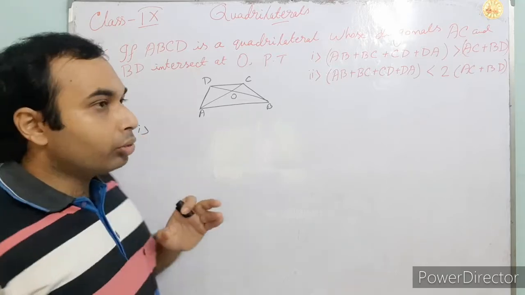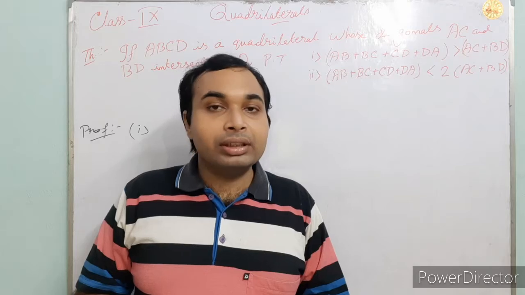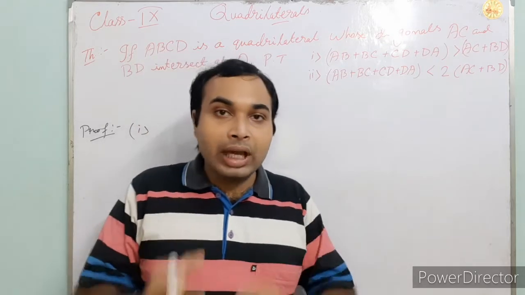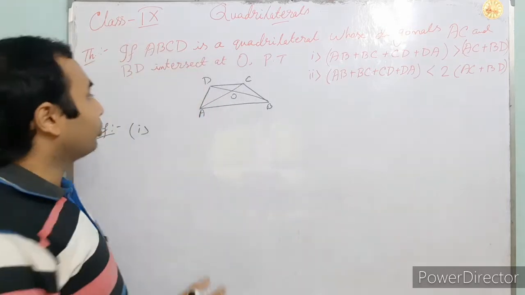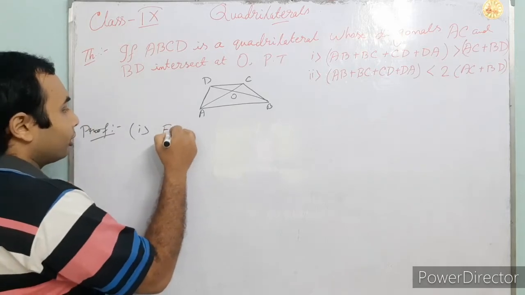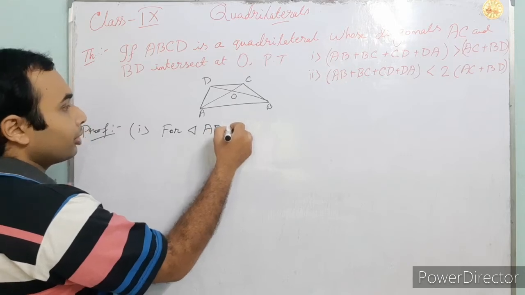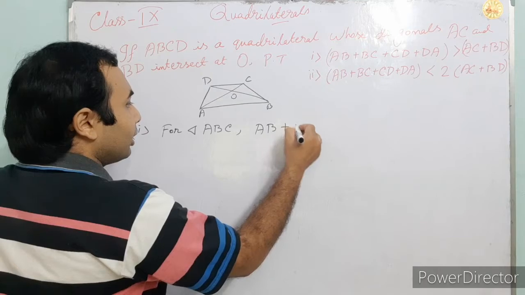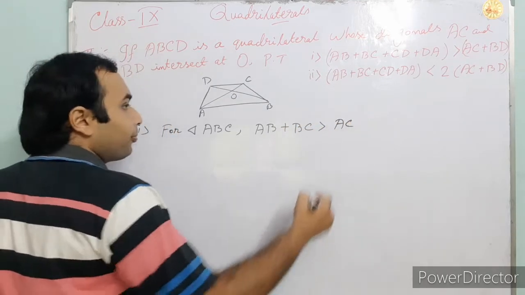We will use one property of the triangle here, the well-known property that the sum of two sides is greater than the third side. It is a simple, basic property of the triangle. So for triangle ABC, AB plus BC is greater than AC.